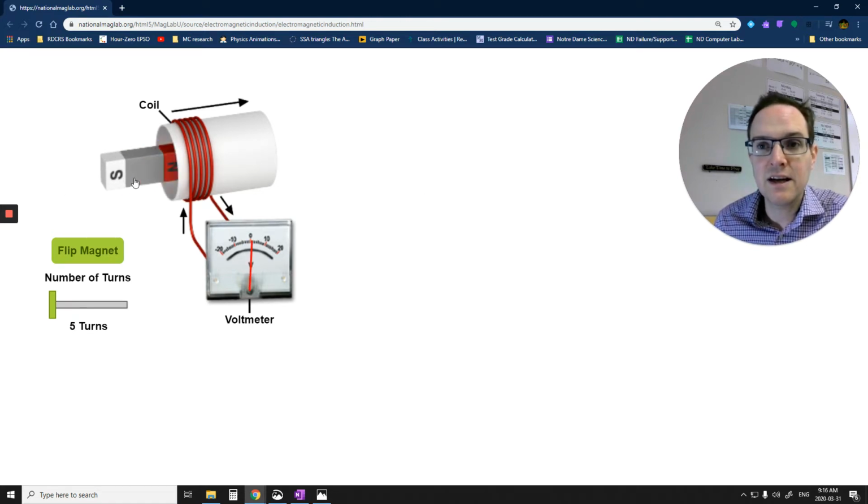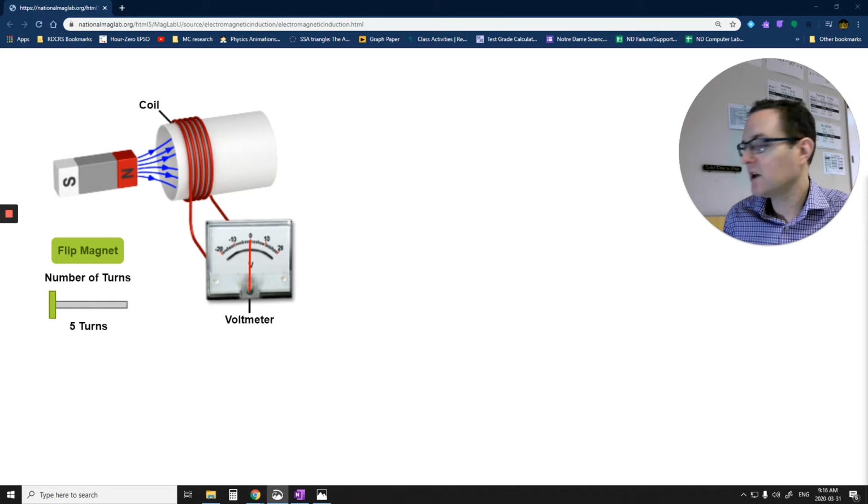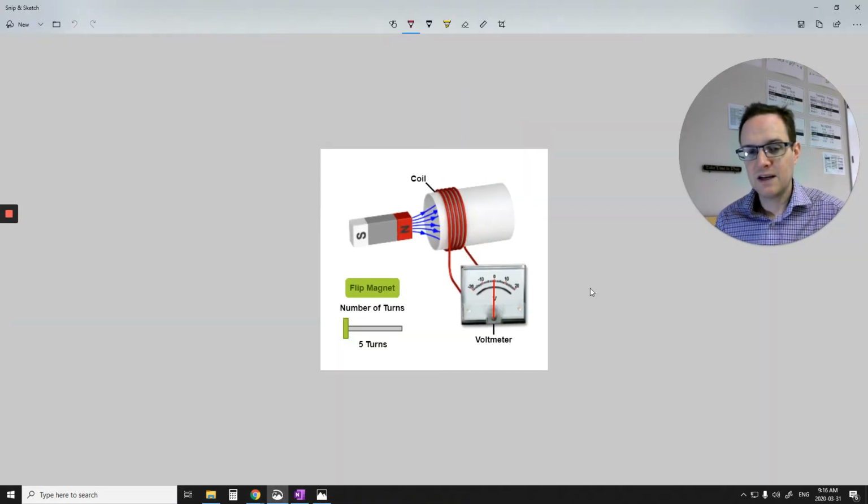And when I move it inwards, you can see down here which way the current is flowing, right? So how we determine the direction the current is flowing is based on the idea that it's trying to stop the motion. So if I were to move this magnet inwards, so let's say that's the speed.